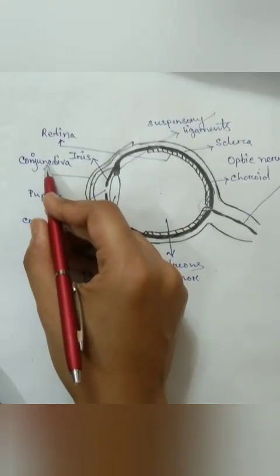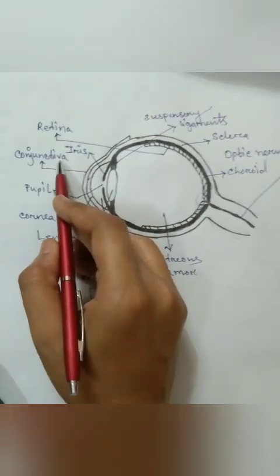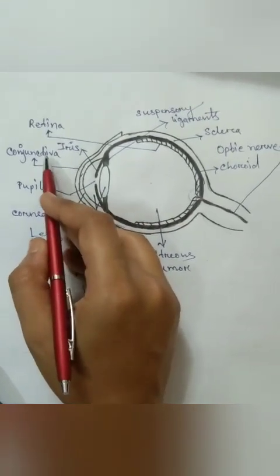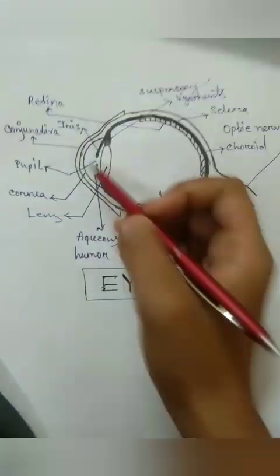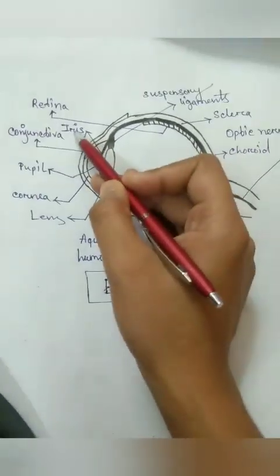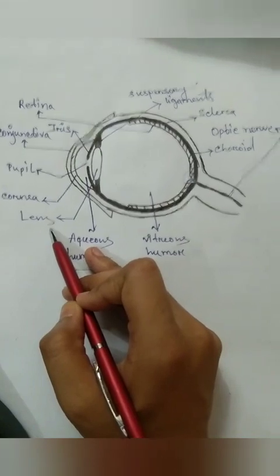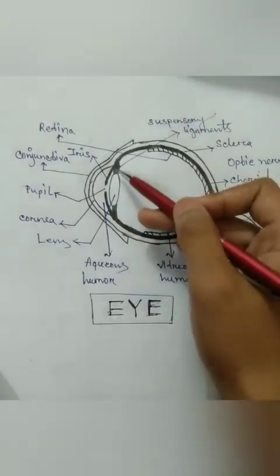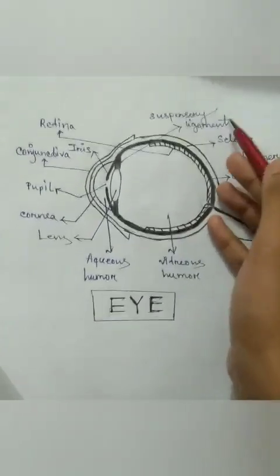Here is conjunctiva, which provides protection and lubrication of the eye by the production of mucus and tears. It also prevents microbial entrance into the eye. Here is the iris. Here is the pupil, and it is our biconvex lens which helps us to see the images. And here are the suspensory ligaments, which are also known as the ciliary body.